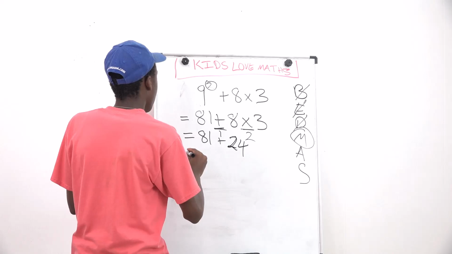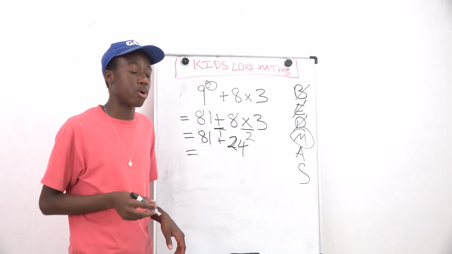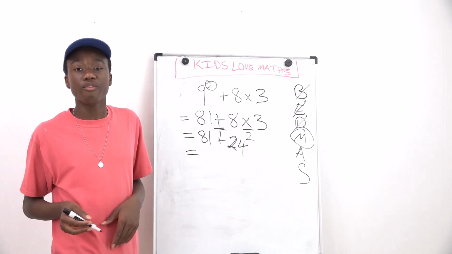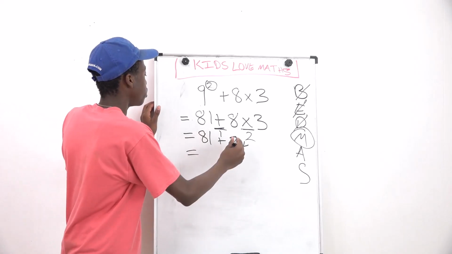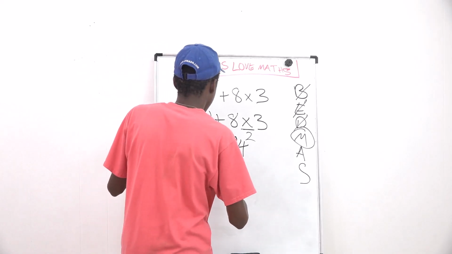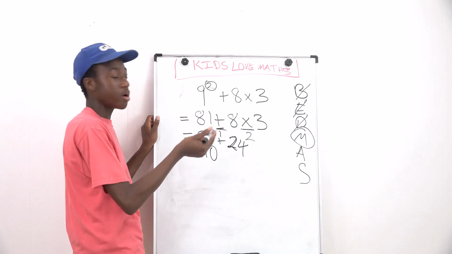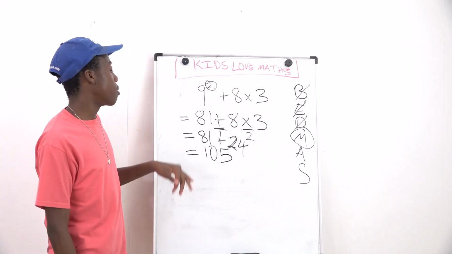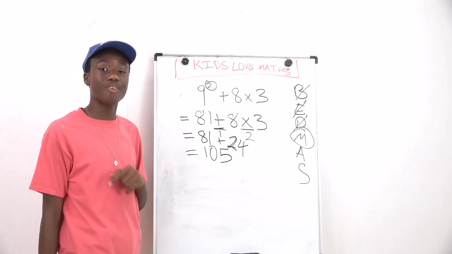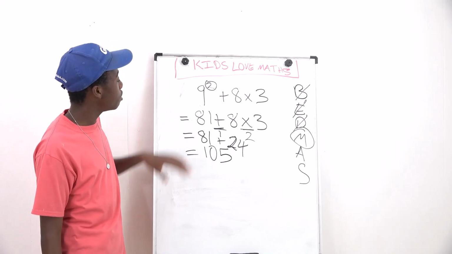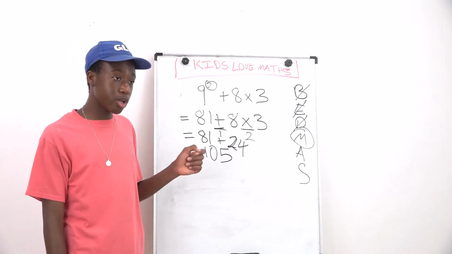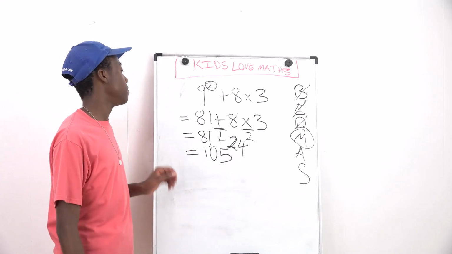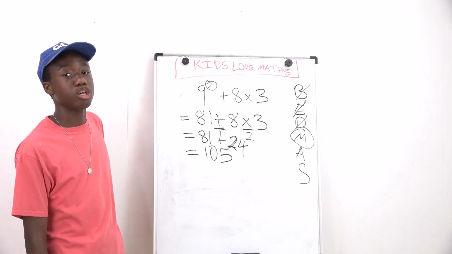So now we do 81 plus 24. 81 plus 24: 1 plus 4 is 5, and 8 plus 2 is 10. So the answer to this numeric expression is 105. If you want an example, please copy this down so you can always remember it and look at your notes. But also have a key note.